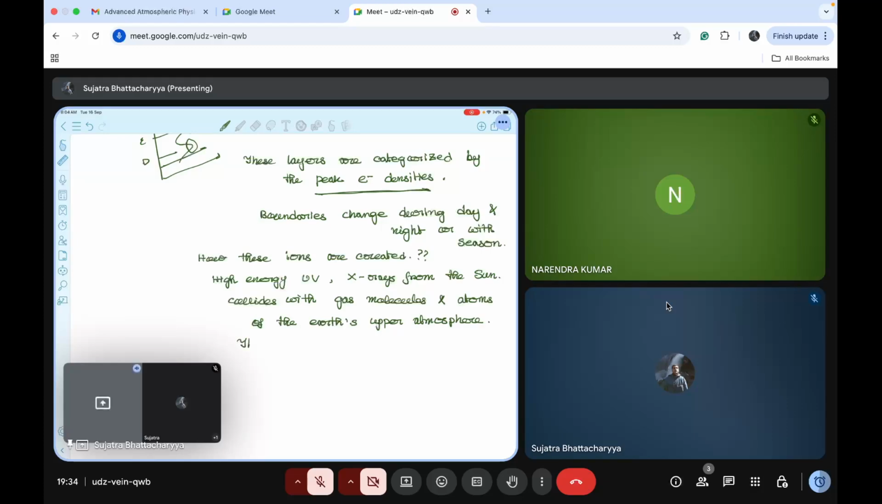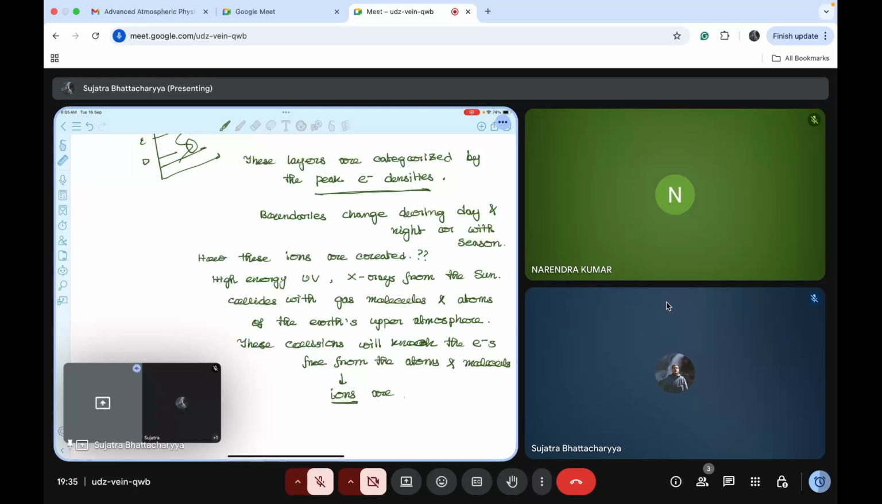When they collide, what will these collisions do? These collisions will knock the electrons free from the atoms and molecules. Okay, when the electrons are knocked out, then what will you get? The ions.